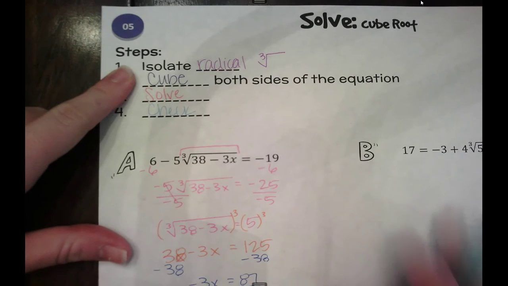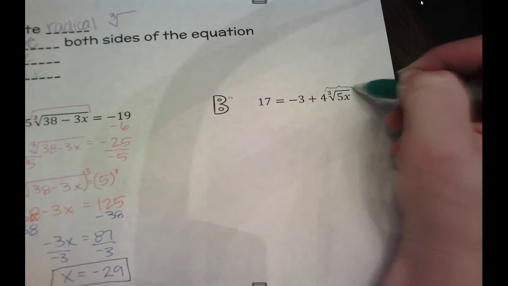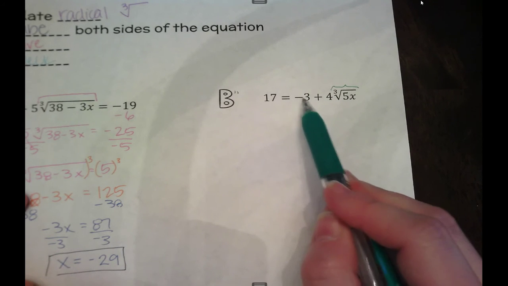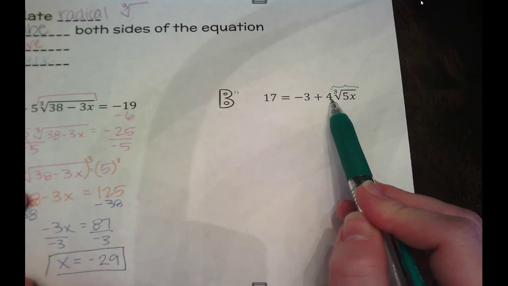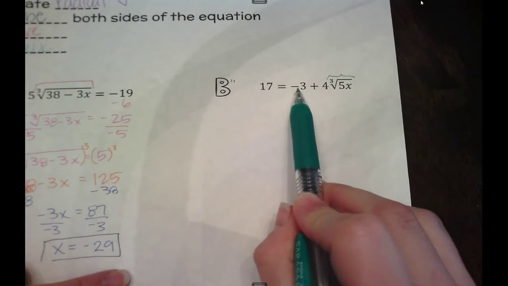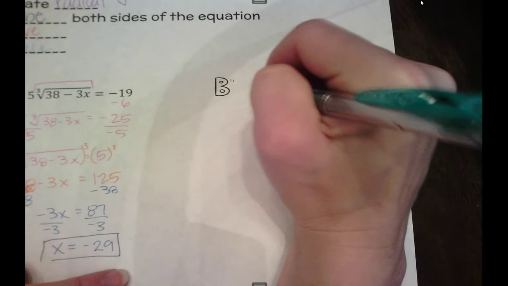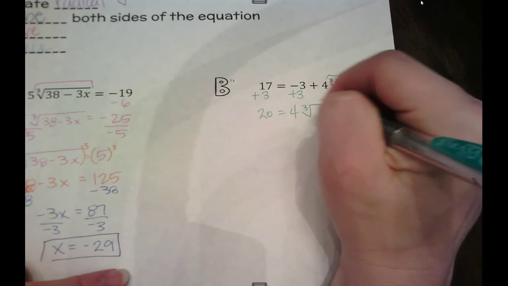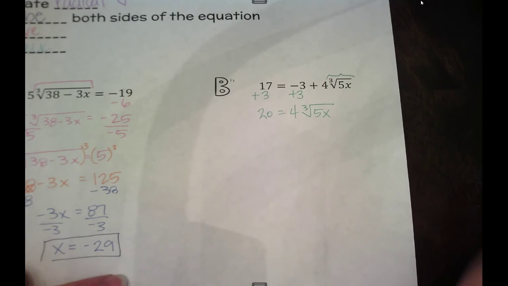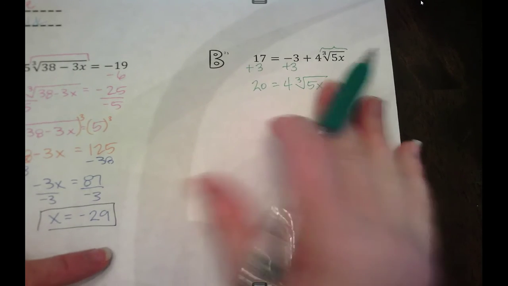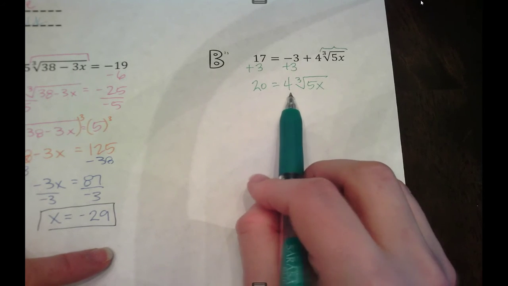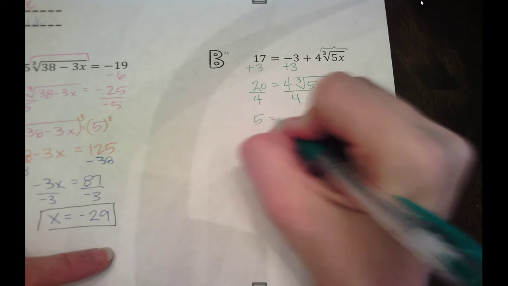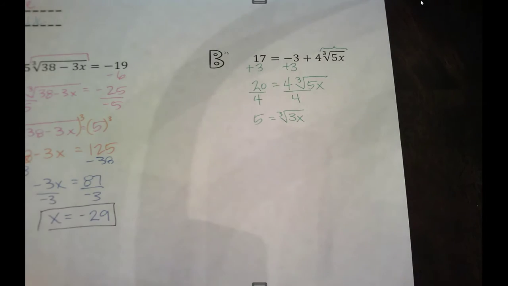Our first step is to isolate the radical. So we need to get all of this by itself, but look at all this that's happening. So deal with anything that is being added or subtracted first, then we can move on to what's being multiplied or divided. So we've got negative 3, we do the opposite, so we add 3. We have 20 equals 4 times the cubed root of 5x. We're still not done with the isolating step. It's being multiplied by 4 right now. We need to divide by 4 on both sides. So 5 equals the cubed root of 5x.